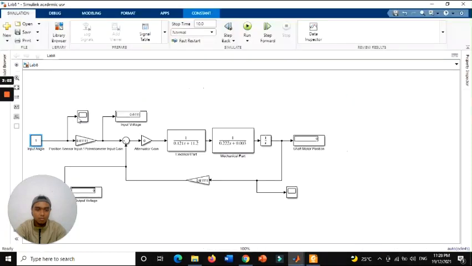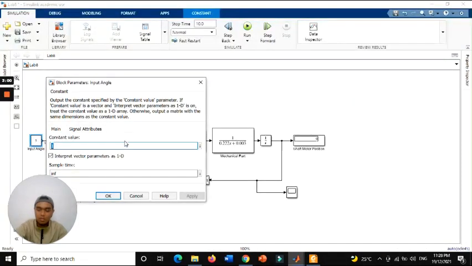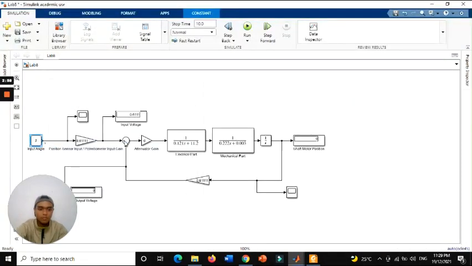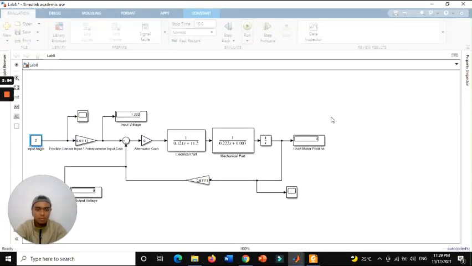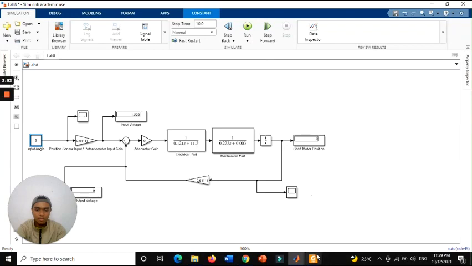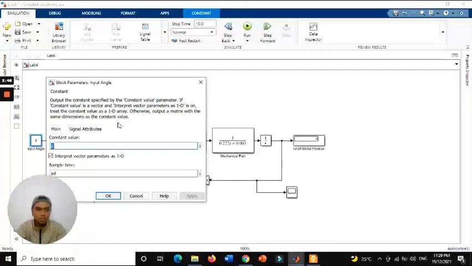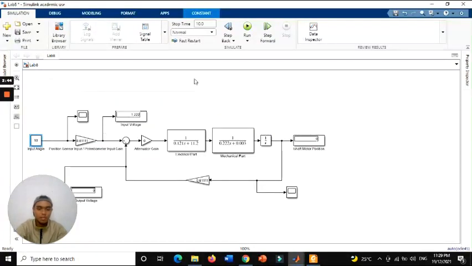And we change to the value of 2. Attenuator gain is 0. And we run the system. Change to 0. So we try to change to the value of 10. Then we run, and the shaft motor position is also 0.